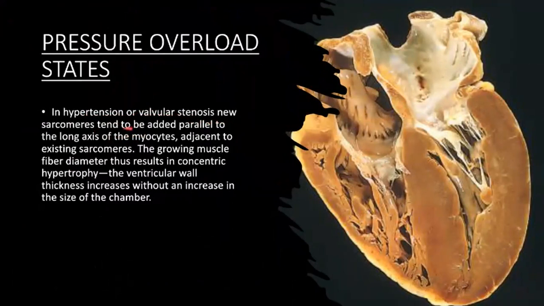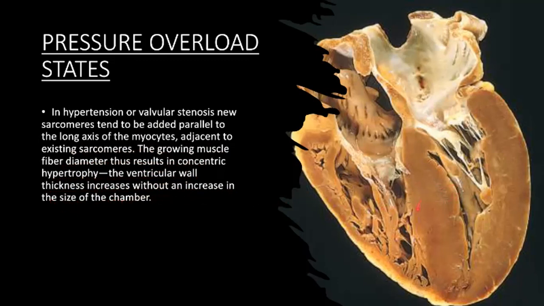New sarcomeres tend to be added parallel to the long axis of the myocyte, adjacent to the existing sarcomeres. Now, the growing muscle fiber diameter thus results in concentric hypertrophy. So in pressure overload states, there is a concentric hypertrophy. Now, the ventricular wall thickness increases without an increase in the size of the chamber.